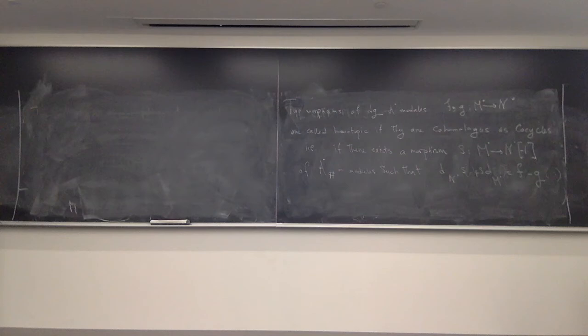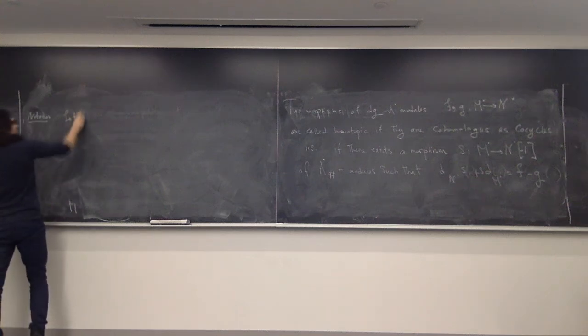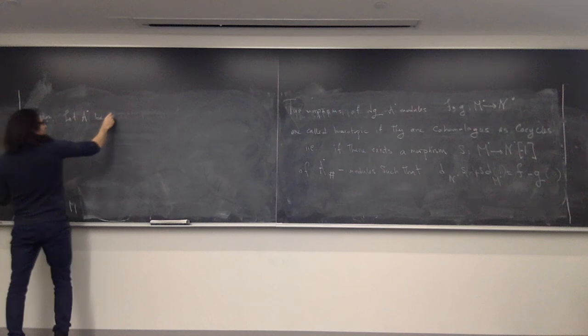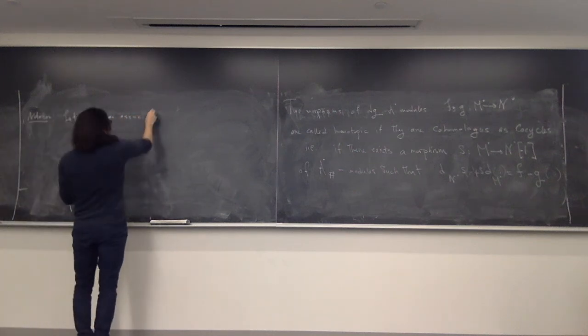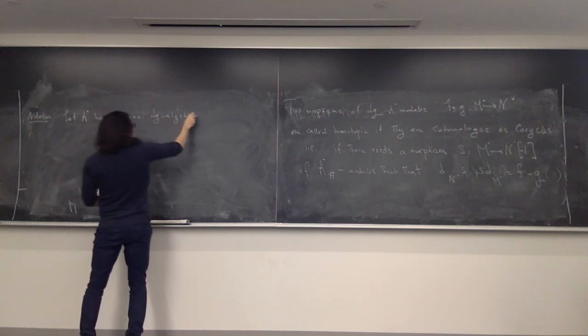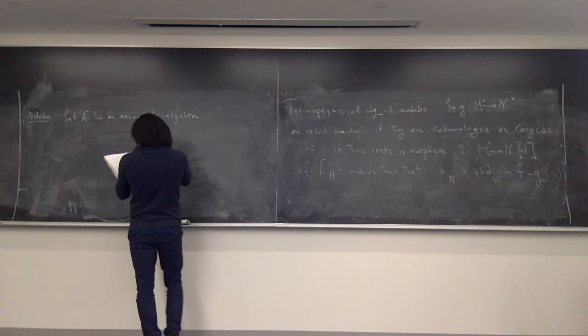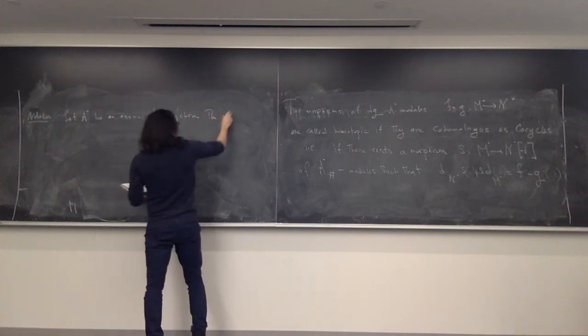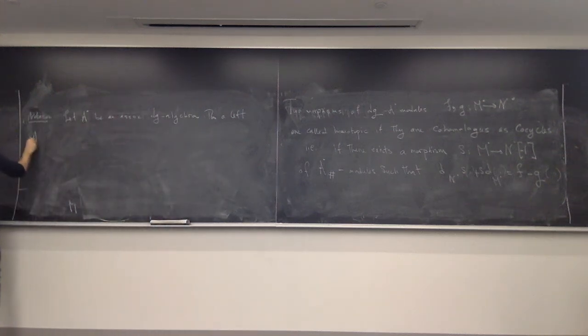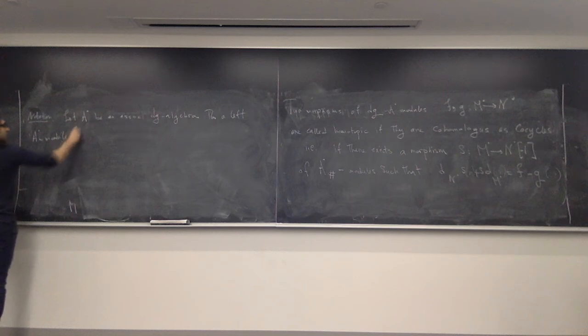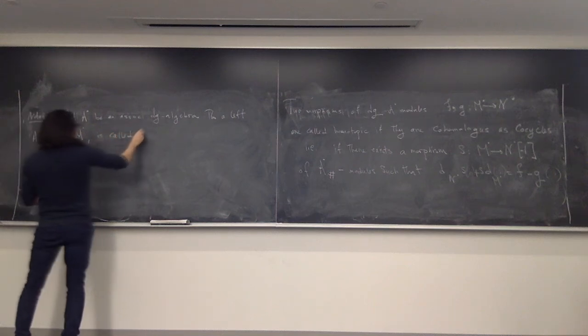Okay. So now, by the way, there is a notation. So let A dot be an associative DG algebra, then a left A dot module M dot is called quasi-free.